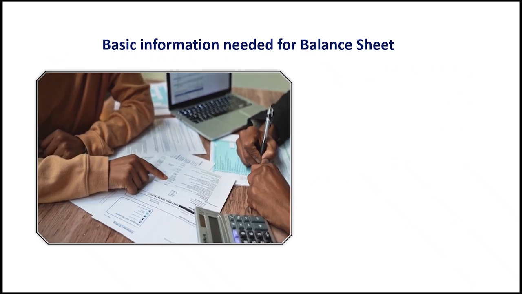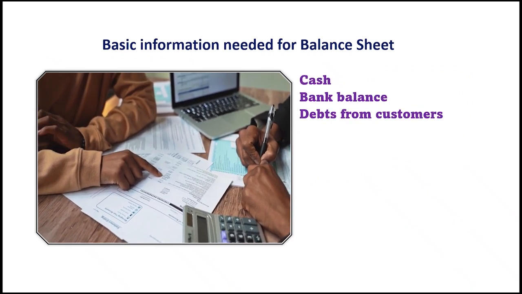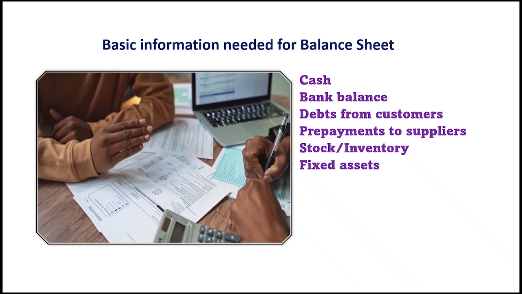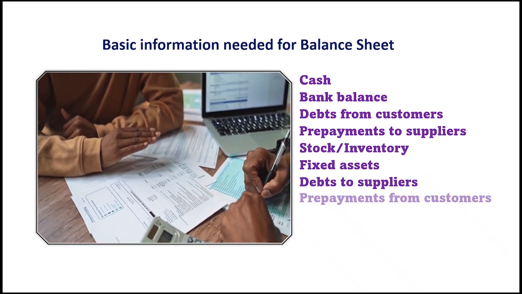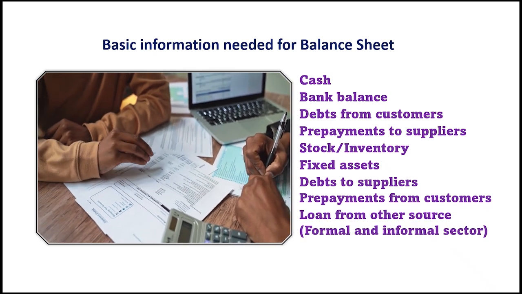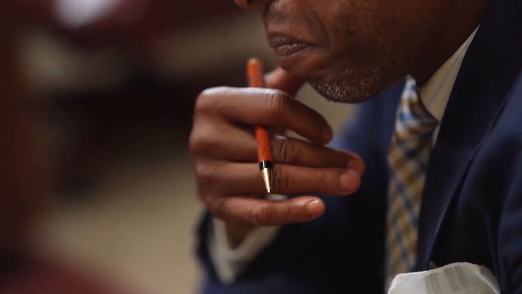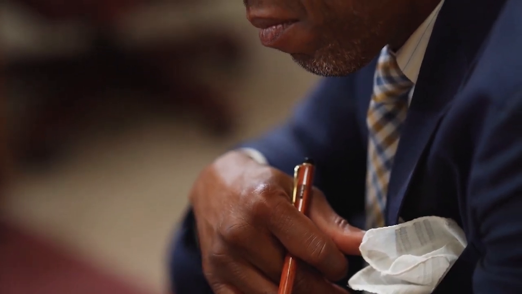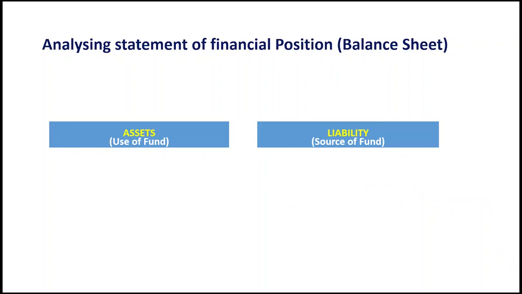Basic information needed for the balance sheet: cash, bank balances, debts from customers, prepayments to suppliers, stock/inventory, fixed assets, debts to suppliers, prepayments from customers, loans from other sources, formal and informal sectors. Once you have knowledge of all the above from your customer, you have a complete balance sheet you can work with to have a snapshot of your customer's business.